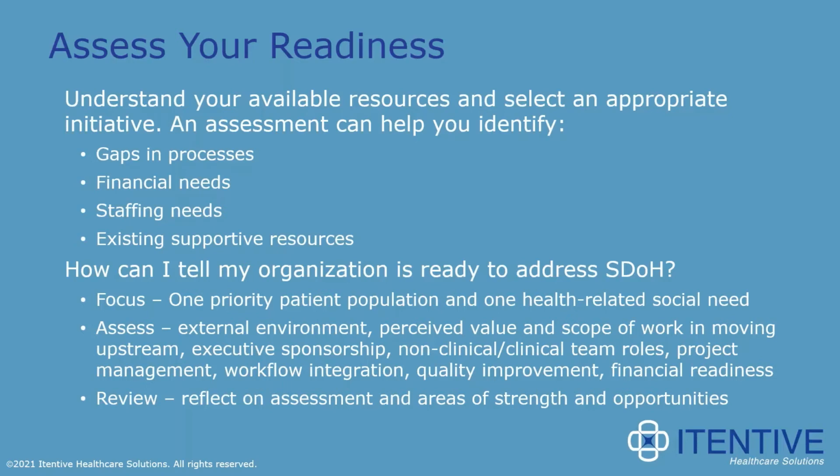And then once you've done that, how can you really tell if your organization's ready to address social determinants of health? Three things: focus, assess, and review. Again, when it comes to focus, maybe start with one priority patient population that you currently serve and maybe one health-related social need that's going to impact that population. Examples that come to mind would be adults with diabetes, with food insecurity, maybe children with asthma who have substandard housing, things like that.